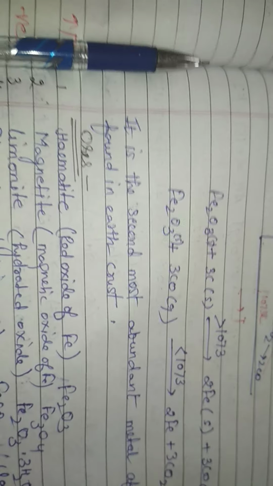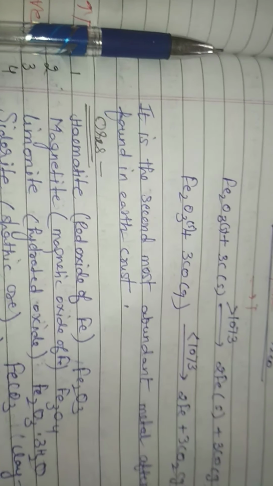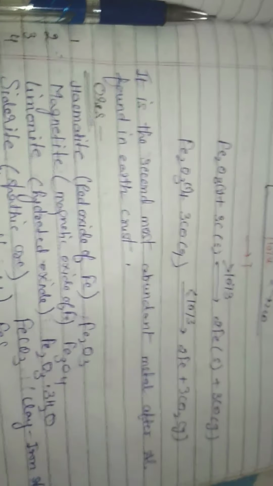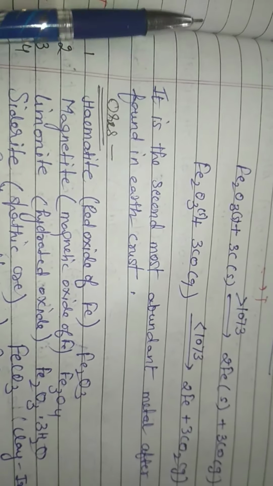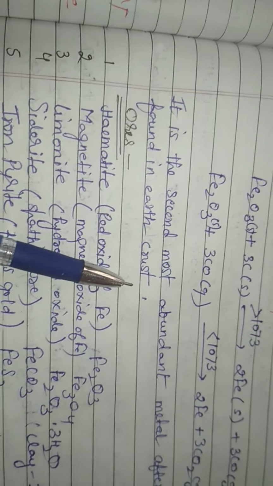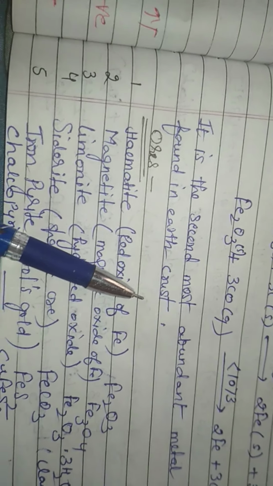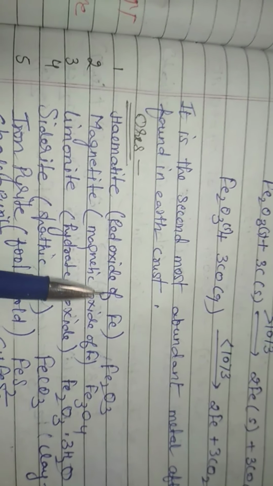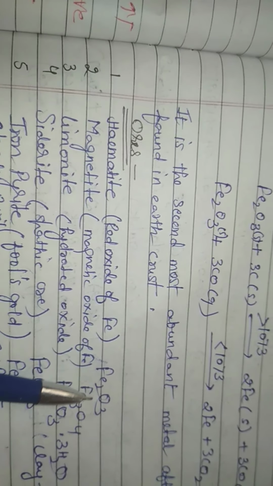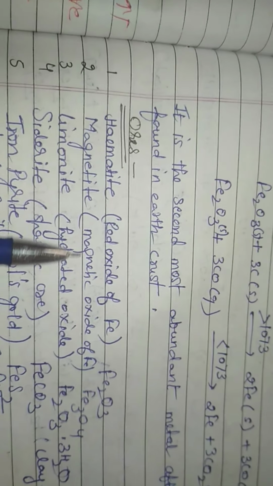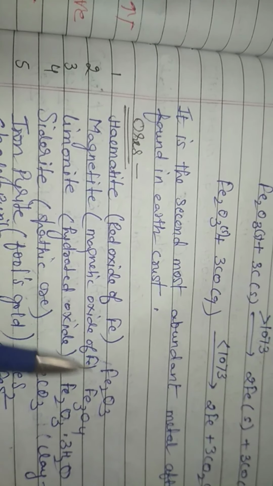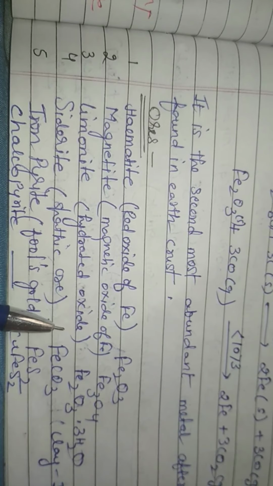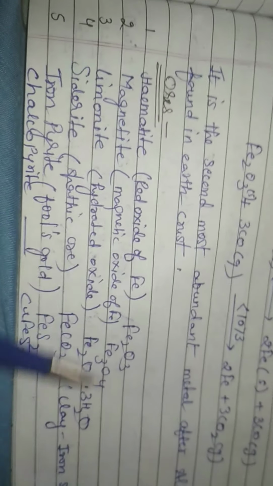As we know, iron is the fourth most abundant element in the earth's crust, or you may say the second most abundant metal found in the earth's crust. The different ores from which we can extract iron are hematite, also known as the red oxide of iron due to its red color. The formula is Fe2O3. Magnetite means magnetic oxide of iron, Fe3O4, and it is black in color. Limonite is the hydrated oxide, Fe2O3.3H2O.